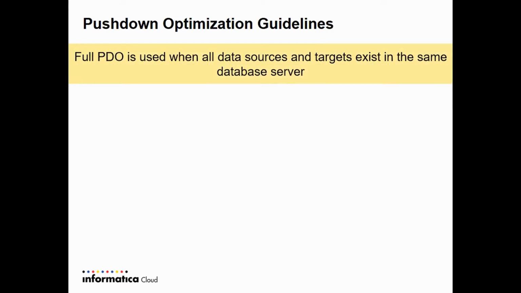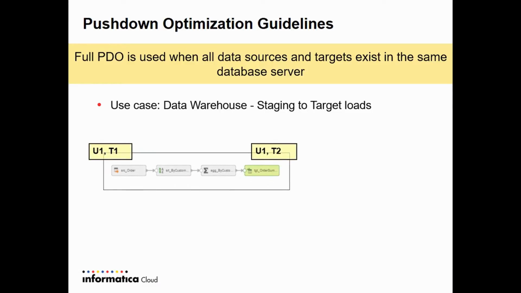Full PDO is used when all data sources and targets exist in the same database server. The most common use case for full PDO is data warehouse staging to target loads. In the mapping shown here, you extract the data, sort and aggregate it, and then load it to the target. In the normal execution, the data can be selected from T1, which is a relational table in schema U1, and will be loaded to table T2, which might or might not be in the same schema. So looking at the statement, we could never make out which schema T2 belongs to.